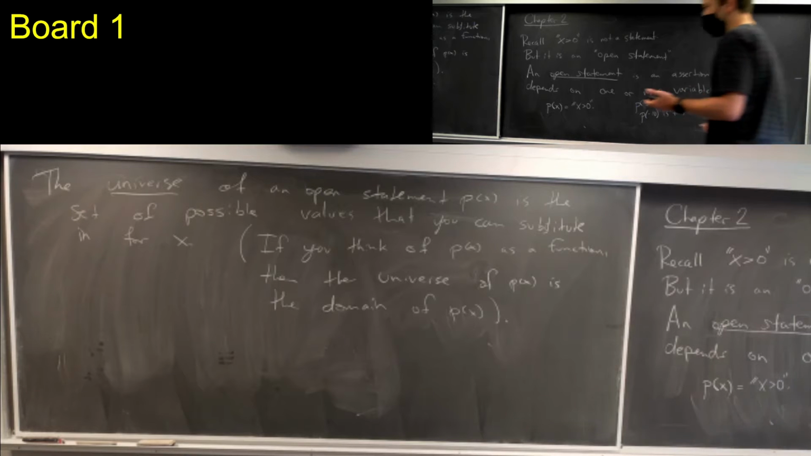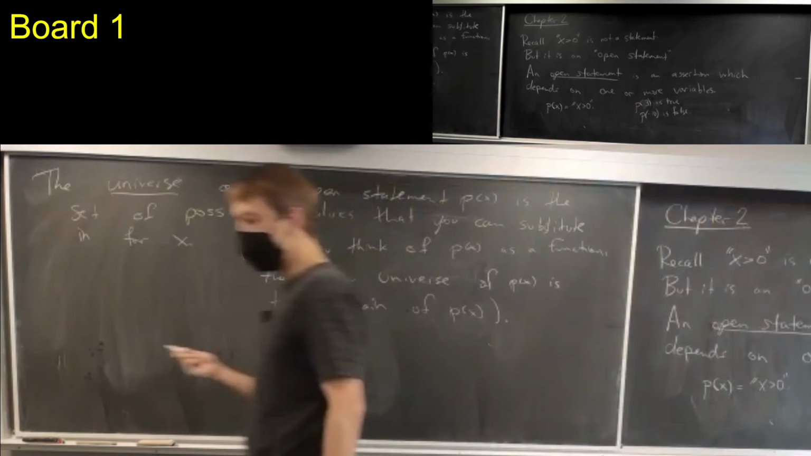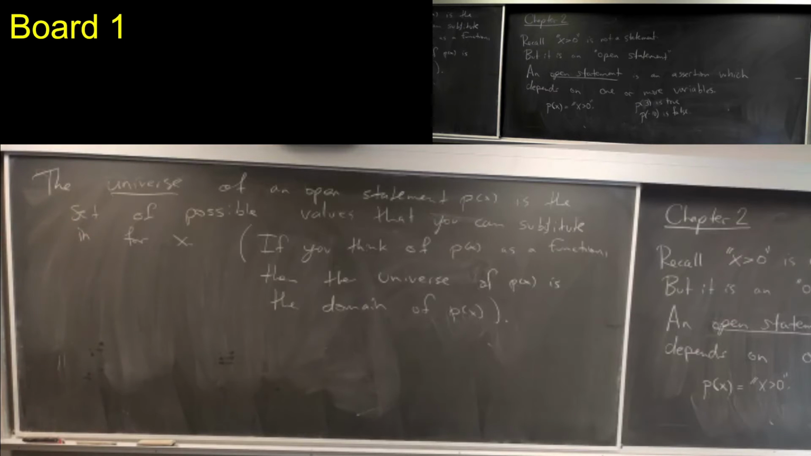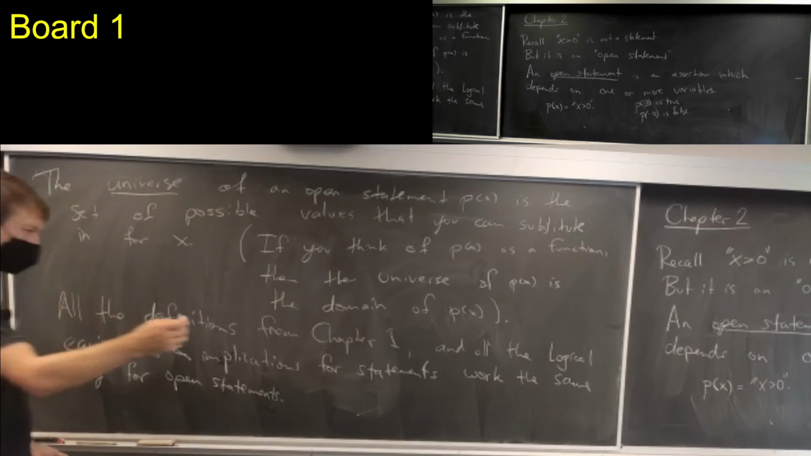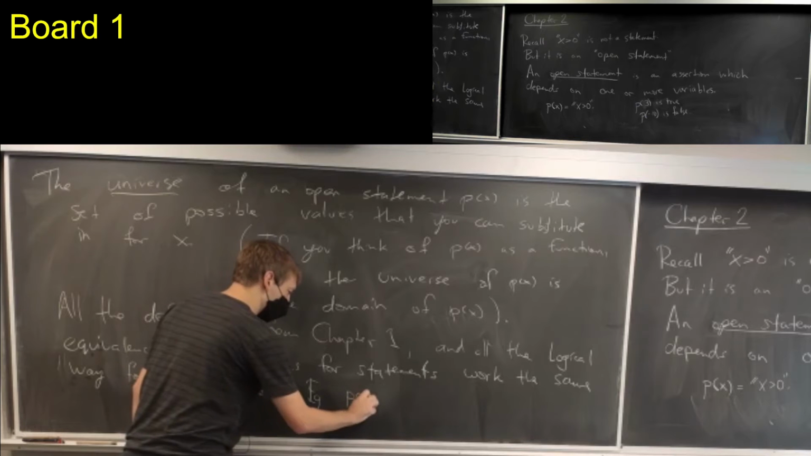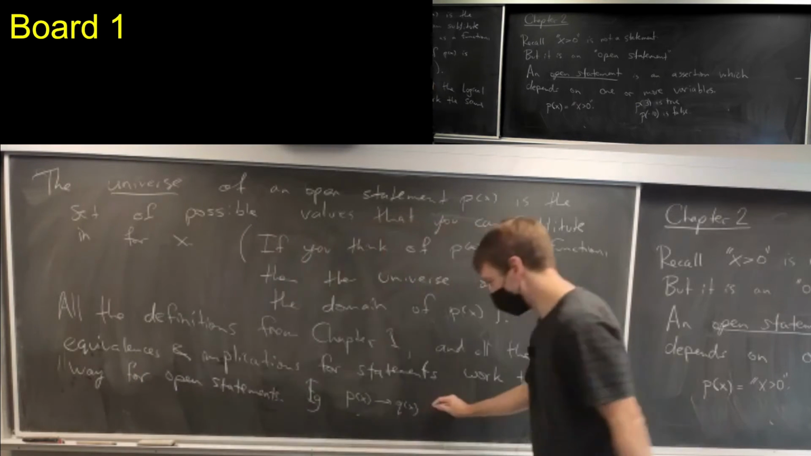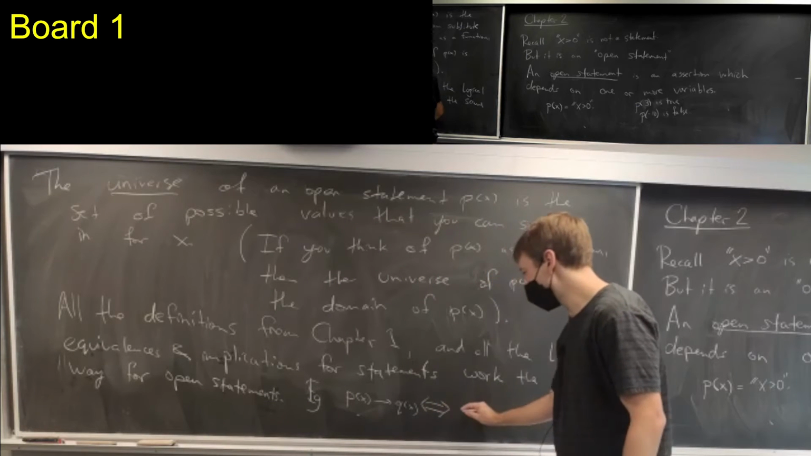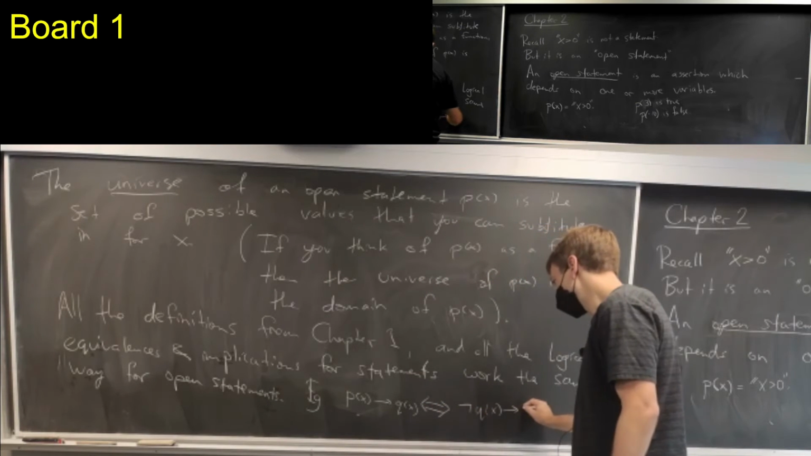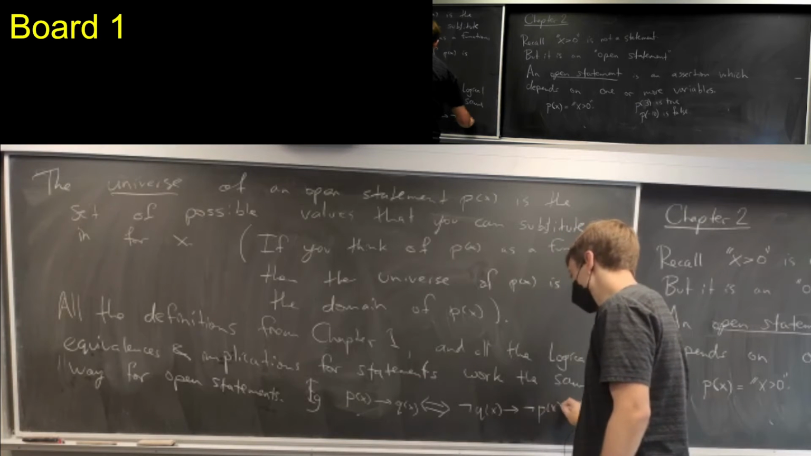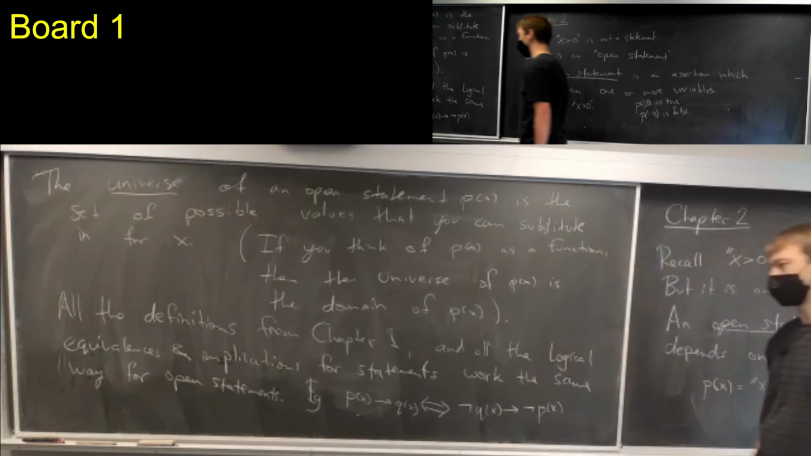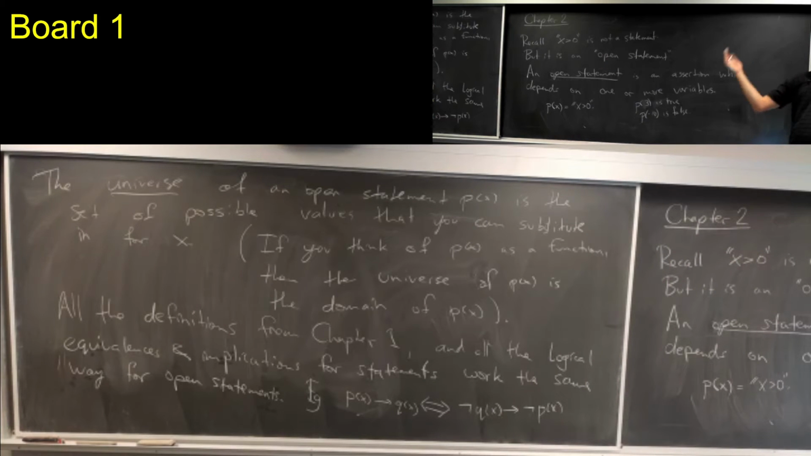So here's a key thing. All of these things we learned about laws of logic and things like that, those all apply the same way to open statements as they do to statements. So for example, if I take p of x implies q of x, we've got the contrapositive: not q of x implies not p of x, right? These two things are logically equivalent. And all of the other things we built up apply in the same way.